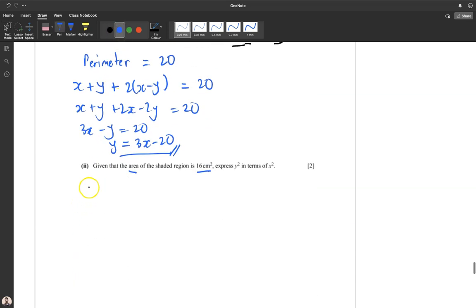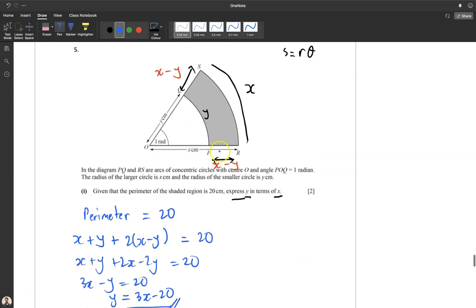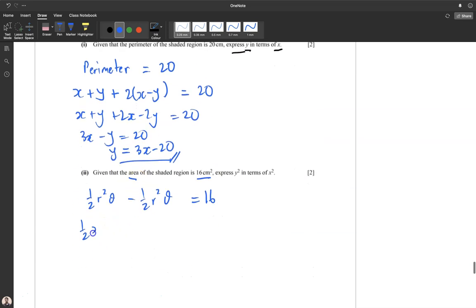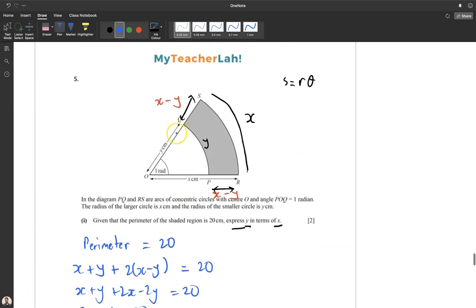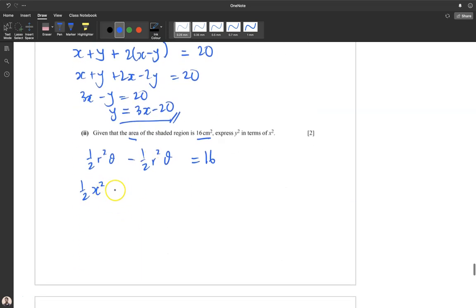The formula is exactly the same. So half r squared theta minus half r squared theta. Big minus small. This must be equal to 16. So half, the large sector, the x is the radius, therefore this becomes x squared. Theta is just 1, so I don't even need to multiply. Here r squared is y squared. Theta is again just 1, I'm not going to multiply, equals 16.